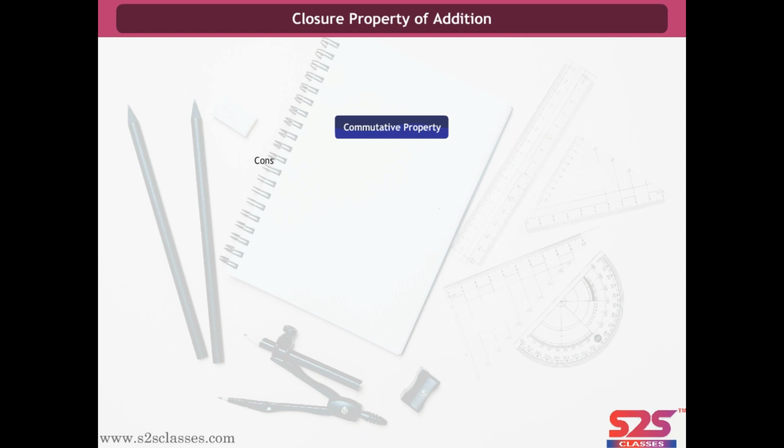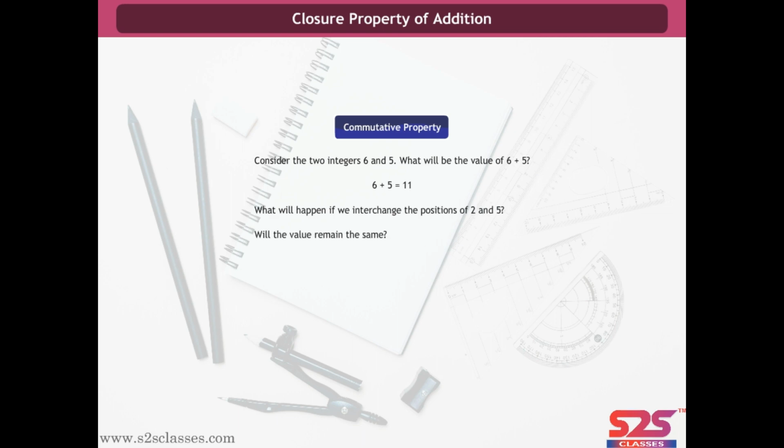Commutative property. Consider the two integers 6 and 5. What will be the value of 6 plus 5? 6 plus 5 is equal to 11. What will happen if we interchange the positions of 6 and 5? Will the value remain the same? Yes. For example, 5 plus 6 is equal to 11. Thus, 6 plus 5 is equal to 5 plus 6. This property is true for all integers.